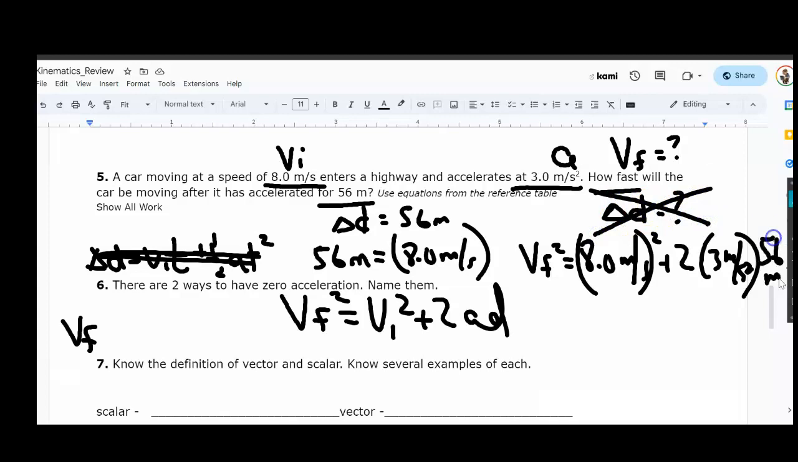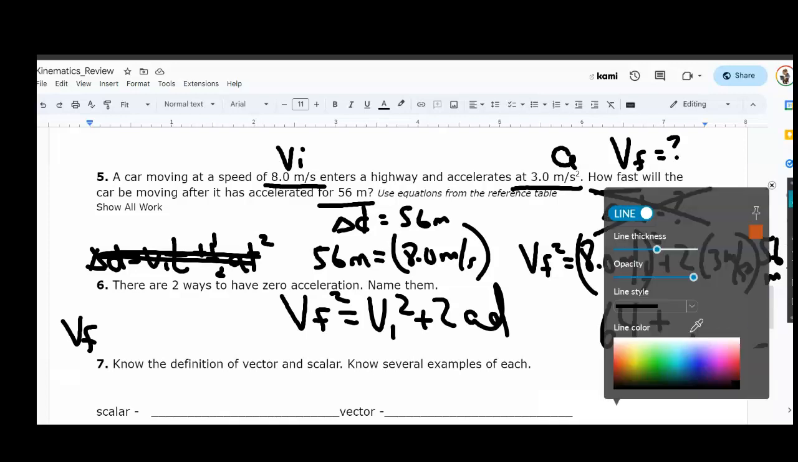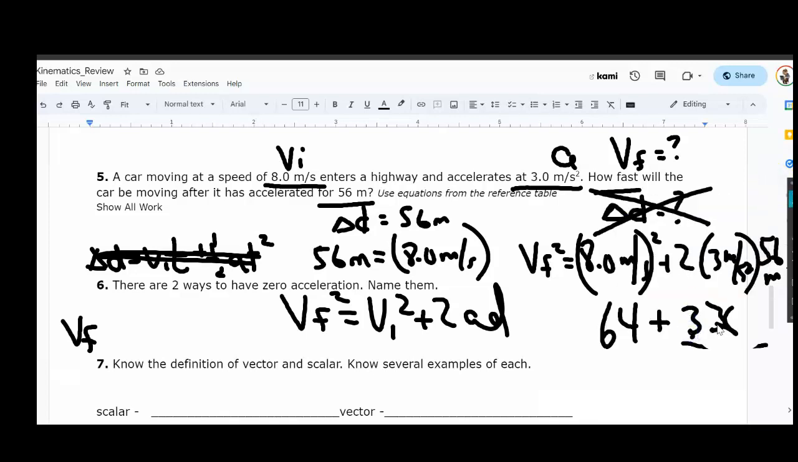So that is, now it's a math problem. This is 64, 8 squared, plus, someone do 2 times 3 times 56 for me? I think it turns out to be 136. Check that out. No, it doesn't turn out to be that. Someone do 2 times 3 times 56. It's like 300 and, is it 336? 336. So then it's 336. And this all adds up to 336. So Vf squared equals 400. Square root of 400. Yeah, it won't fit.